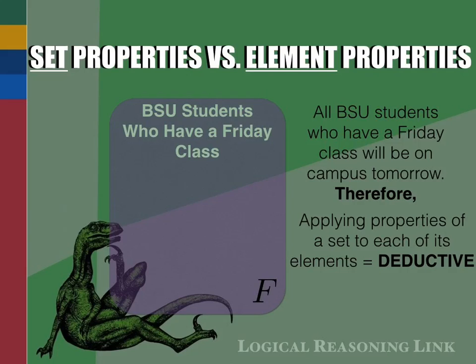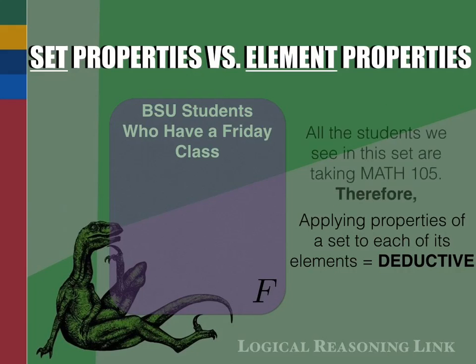Exactly. It's deductive reasoning when you take a property that applies to an entire set, like being on campus on Friday applies to this set, and you apply that property to the elements of that set. That's deductive reasoning, and in this case, seems to be valid, right? Reed is going to have to be here on Friday because he belongs to this set. But of course, the other way around need not necessarily happen, because we can see that all the students that are on the board right here take Math 105. We might be tempted to conclude, therefore, that every BSU student who has a Friday class takes Math 105, based on what we see on the board.